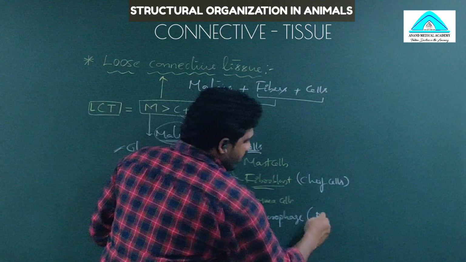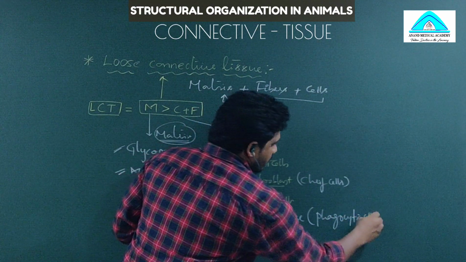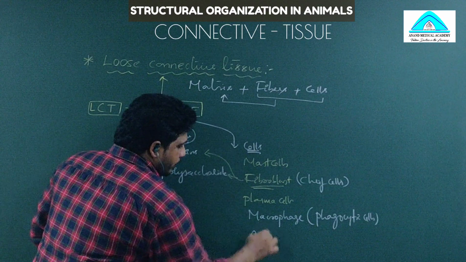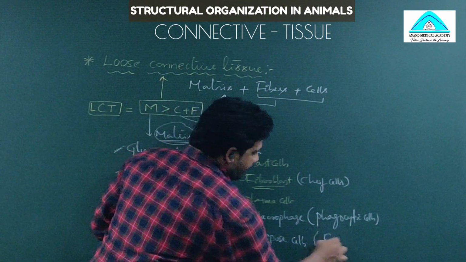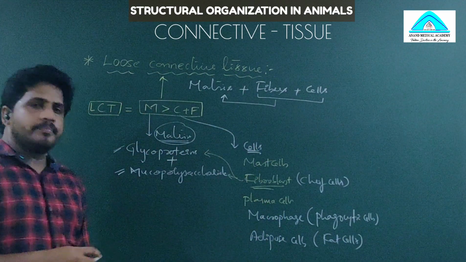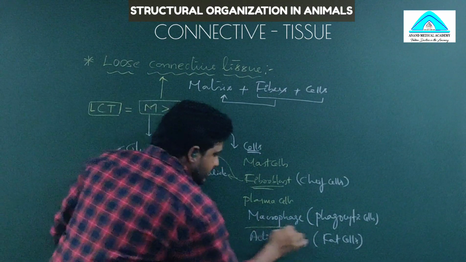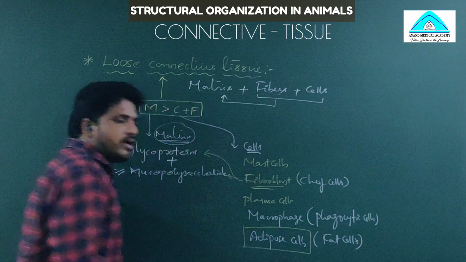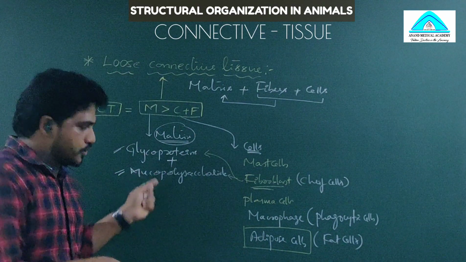Macrophages are also called phagocytic cells, and adipose cells. Adipose cells are also called fat bodies or fat cells. So these all are present inside the matrix, but adipose cells are present only in case of adipose tissue. Adipose tissue is a type of loose connective tissue.